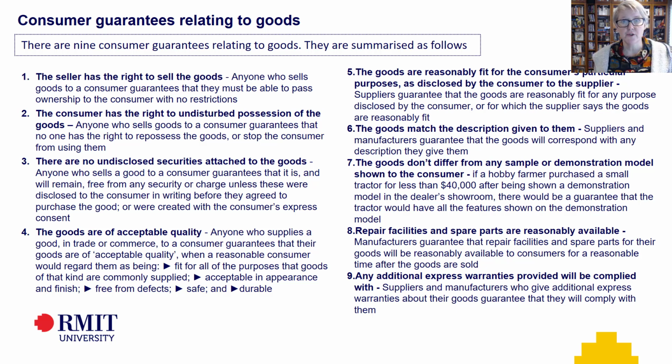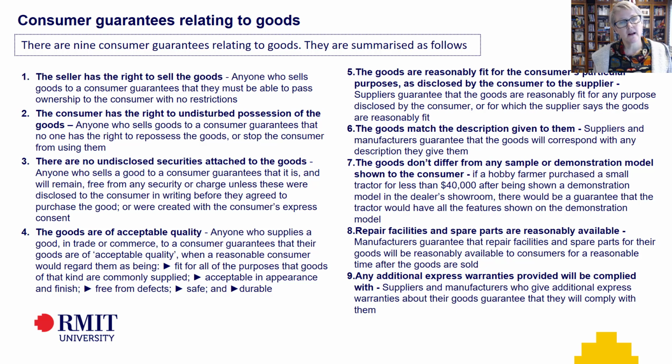In other words, if you say you're going to sell something, you have the right to do that without any other interest being affected. The consumer or the purchaser has the right to undisturbed possession of those goods once they acquire them. There aren't any undisclosed securities attached to the goods, so no other person has the right to come and repossess them. Now, these are terms that mirror terms that are implied by law in relation to the sale and purchase of goods. The goods are of acceptable quality, another term that mirrors the law here.